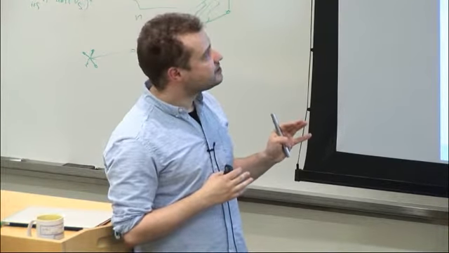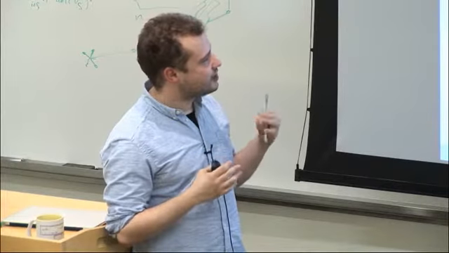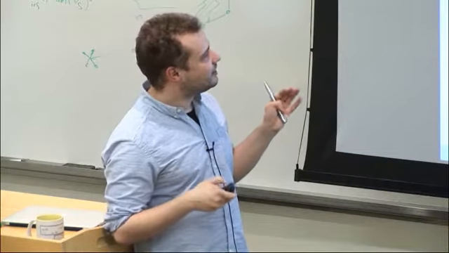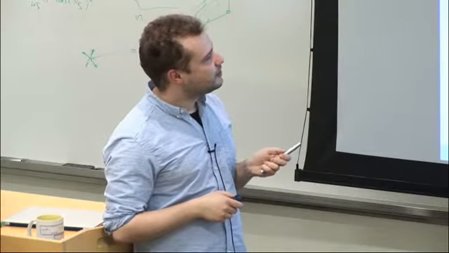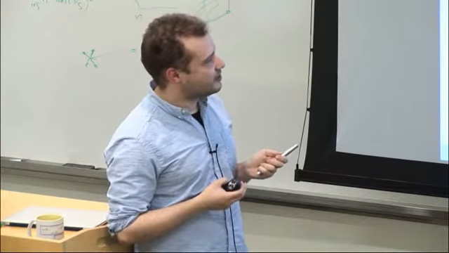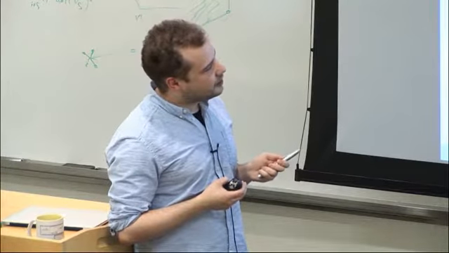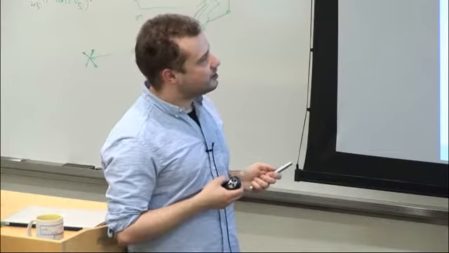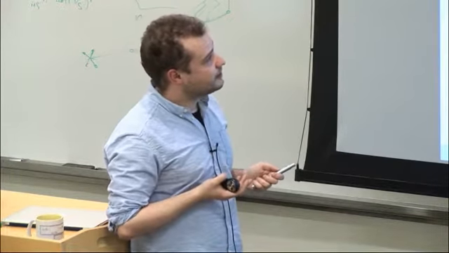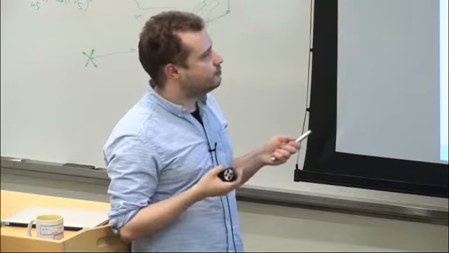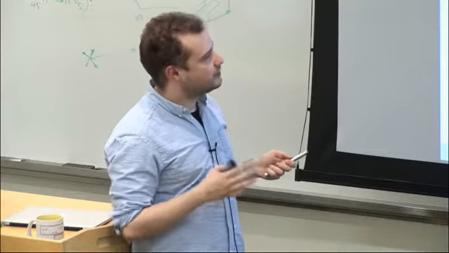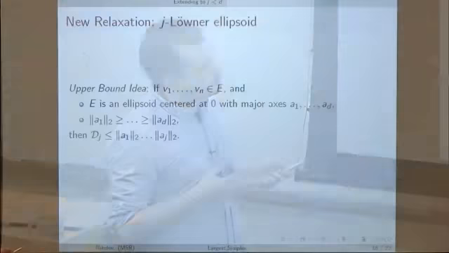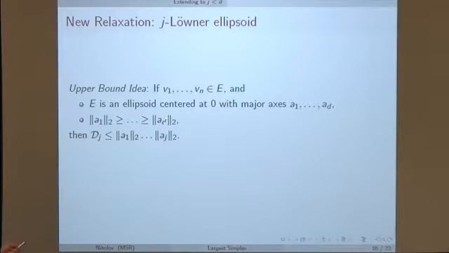Okay, so here is the upper bound I'm going to use. I don't know why I said upper bound idea, it's just the upper bound. One thing we know, it's not very hard to show, is that if all the columns of this matrix are contained in some ellipsoid E, and because our point set is symmetric around the origin, we can always assume this is centered at 0, and say the major axes of this ellipsoid are A1 to AD, ordered by length.